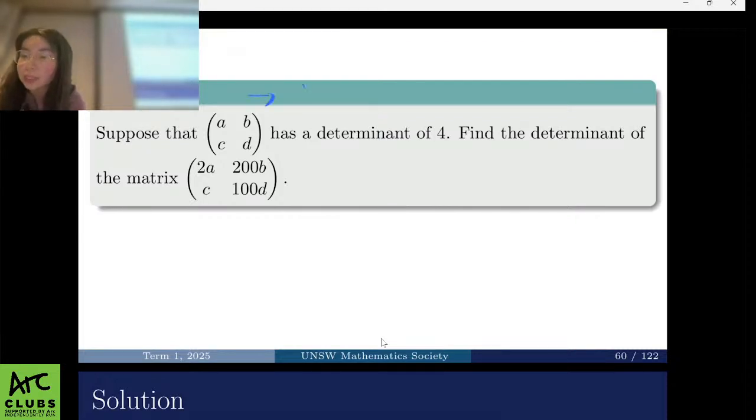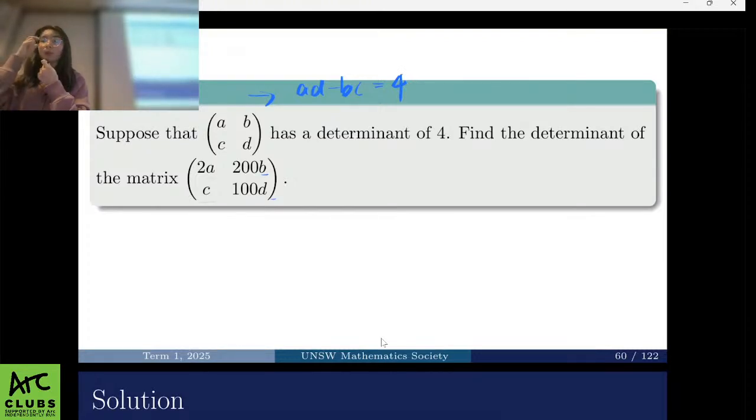That basically just means AD minus BC is equal to 4. That's what they told us. And using that, we want to find the determinant of the matrix 2A, 200B, C, 100D. If we look at the new matrix, it's actually very easy to see that the relative positions of A, B, C, D haven't changed at all. We really just changed the coefficients.